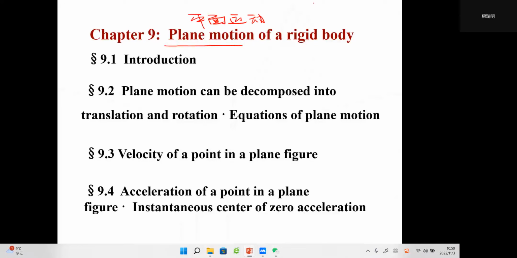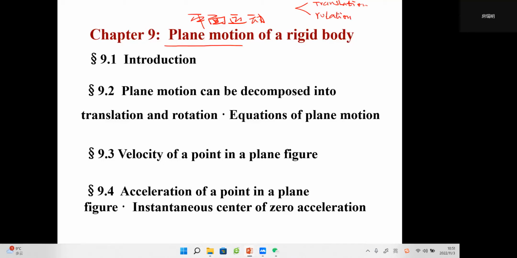So do you guys still remember? Actually, we have finished the introduction of two patterns of simple motion of a rigid body. One is translation. When a rigid body has a translational movement, I always said that any two points on the same rigid body will always have the same velocity and the same acceleration.